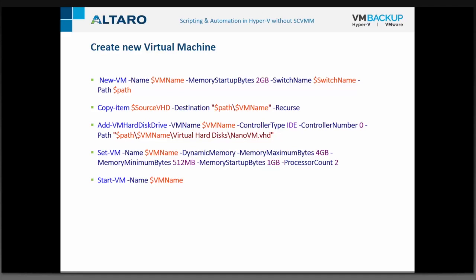So this script here does basically create a new virtual machine. It creates a new virtual machine, it copies the VHD from a source to a destination, it adds the virtual hard disk to that virtual machine, it sets some additional properties for memory, for example, or CPU, and then it starts the virtual machine. Very simple script to do that.